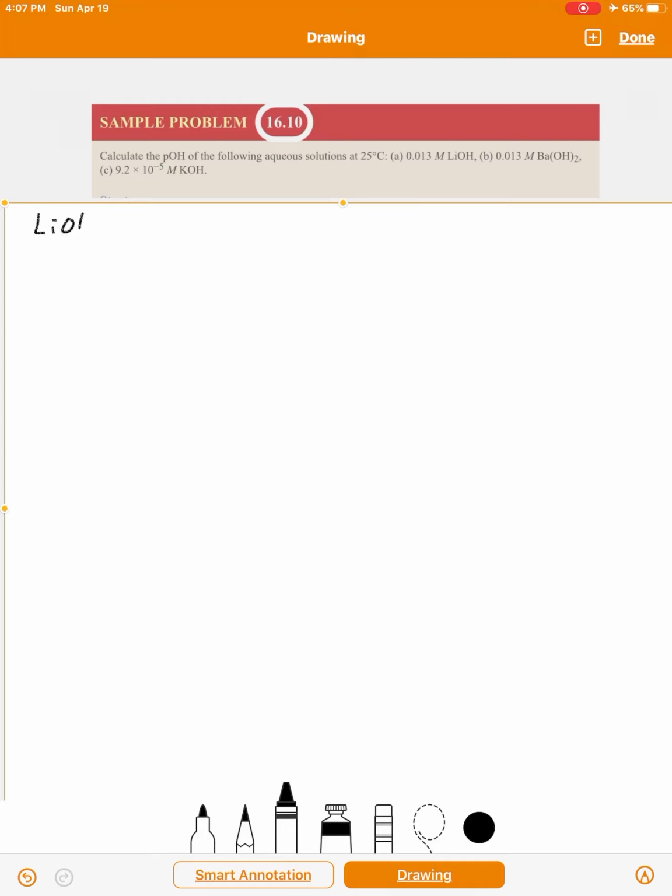Lithium hydroxide, sodium hydroxide, potassium hydroxide, rubidium hydroxide, cesium hydroxide. These are all the group 1 metals in the periodic table. And then the group 2 metals, starting with calcium hydroxide, strontium hydroxide, and barium hydroxide. Okay? So those are the 8. I'll try to count this properly.